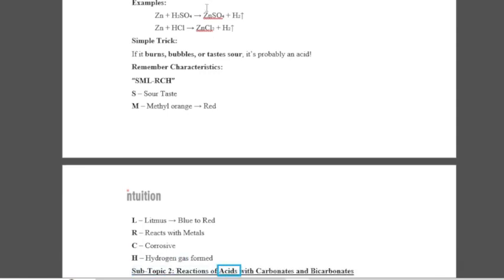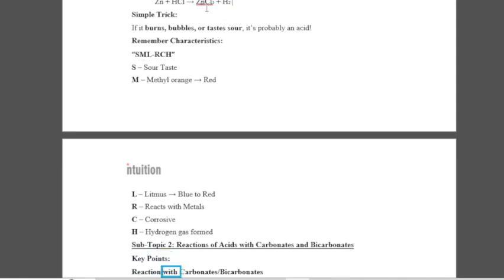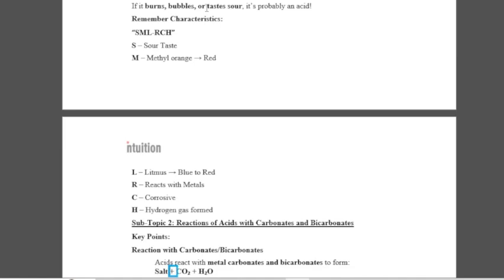Subtopic 2: Reactions of acids with carbonates and bicarbonates. Key points: acids react with metal carbonates and bicarbonates to form salt plus CO2 plus H2O.